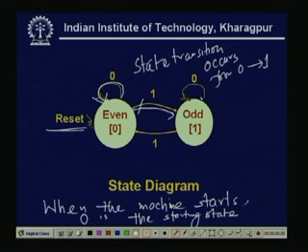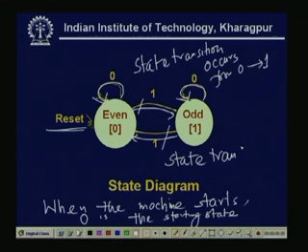Now, similarly, if the present state is odd, meaning encoded as 1, and a 0 input has come, then it will be in the same state, but the output will be 1. And if the present state is odd and a 1 input arrives, then it will come back to the even state, and that means there will be a state transition from 1 to 0. So, this is the state diagram of the FSM, the finite state machine.